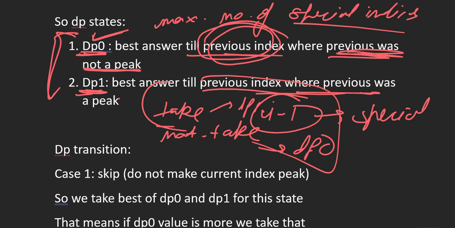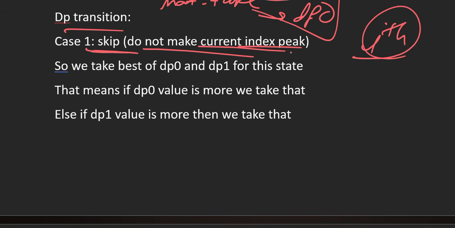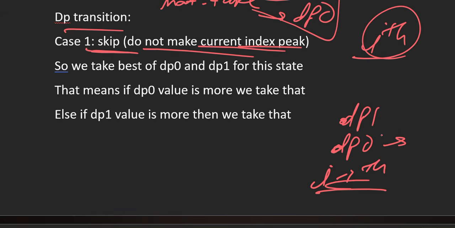Then let's see the DP transitions, like how we'll be transiting from one state to another in the DP. So if we are skipping the ith element, that is we are not making the current index as a peak or as a special index, then we will take the best of the previous one, that is the I minus 1th. In the I minus 1th state we have DP0 and DP1. DP0 means the I minus 1 state is not a peak, and DP1 is telling that it is a peak, so we can take the best of these two.